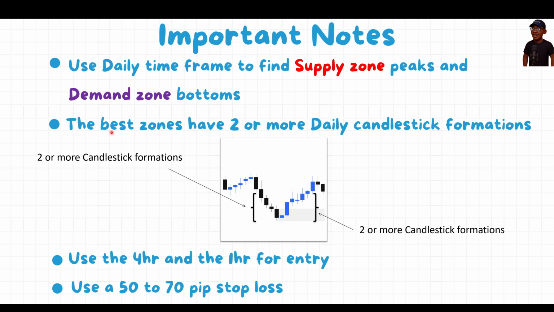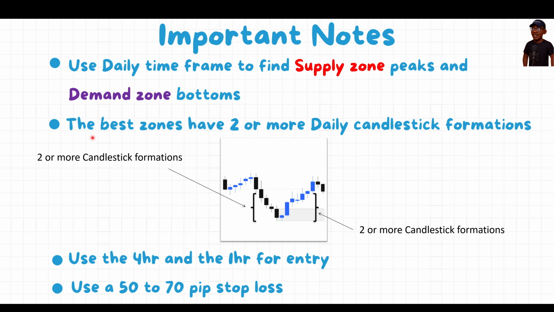Now pay attention to this part because it's very important. Use the daily time frame to find supply zone peaks and demand zone bottoms. Now the reason is very simple. The daily time frame is a very solid and strong time frame. Anything that prints on the daily time frame is sure to hold compared to the 4-hour time frame or the 1-hour time frame that prints a lot of noise. So make sure that you use the daily time frame in identifying your supply zones and your demand zones.